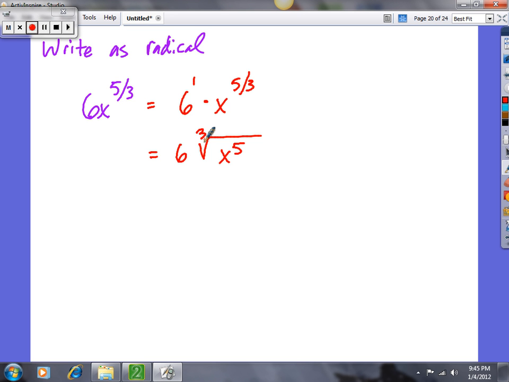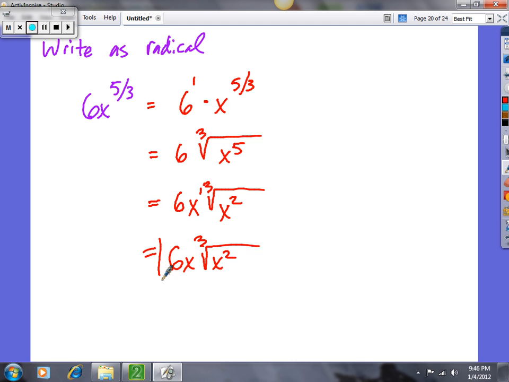Okay, let's see if we can simplify it. Can you do 5 divided by 3? Yeah, you can. You get 1 and a remainder. So that means some x's are going to come out. How many 3's are there in 5? There's 1, so it's going to be x to the 1 makes it out. And how many's left over? If you take a 3 away from 5, there's 2 left over. And you got to put cube root. So your answer is 6x times the cube root of x squared.